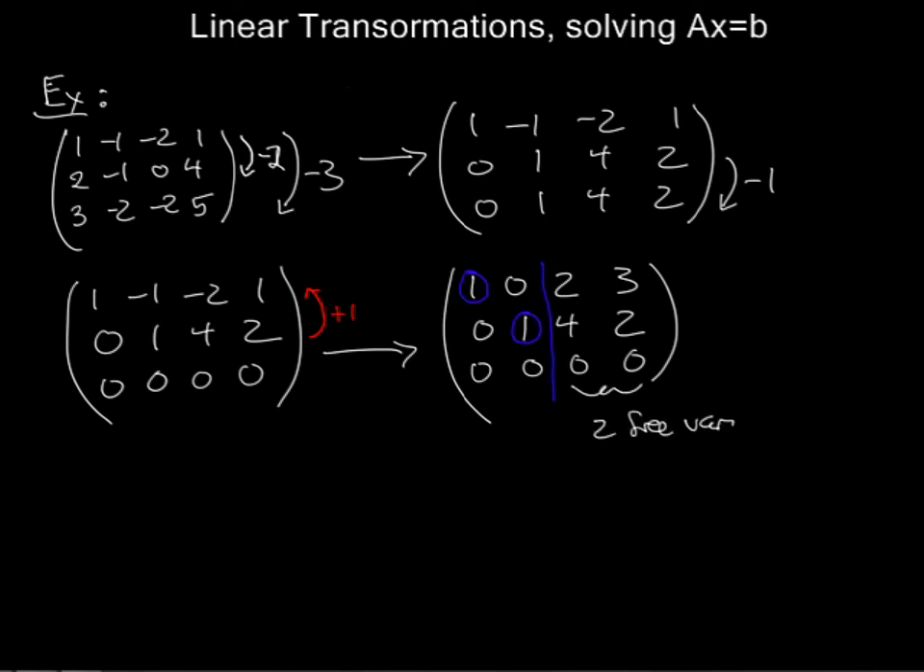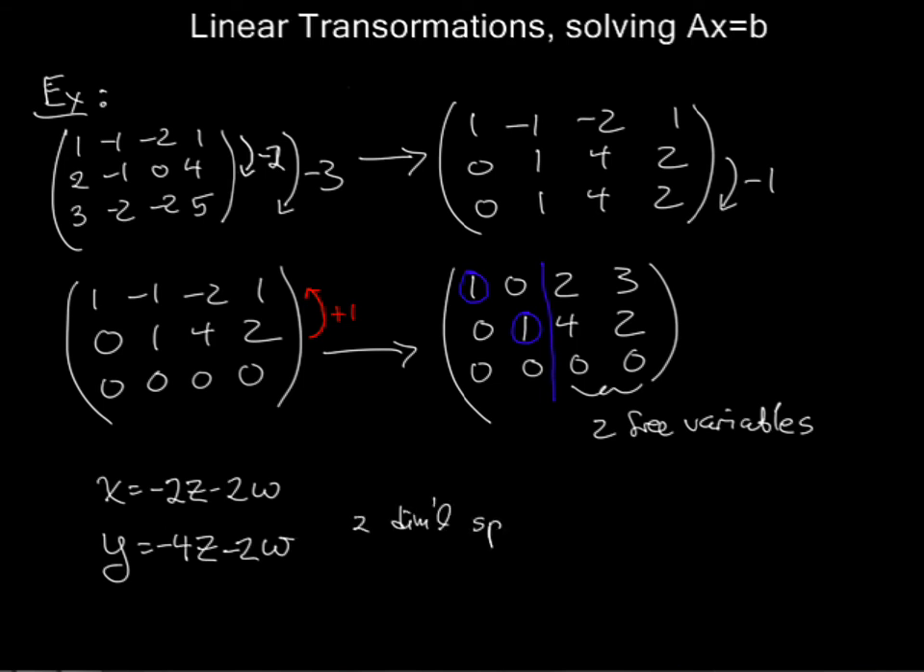And now we're in reduced row echelon form. So we see we have 2 free variables and 2 dependent variables, so the solution space is going to be 2-dimensional. And you see that x is equal to -2z minus 3w, that's a misprint on the w there, and y is equal to -4z minus 2w. So z and w are arbitrary, and they determine x and y.